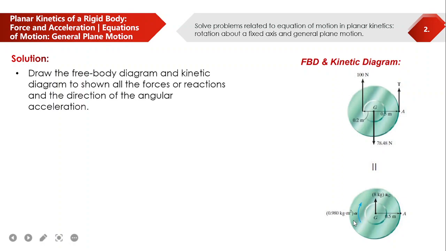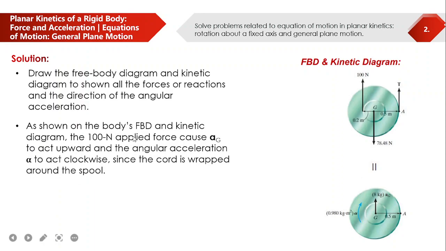And we have here 0.980 kilogram meter squared times alpha, and the distance of point A. We will use the summation of all the moments at point P or point A. This is the kinetic diagram. As shown in the body's FBD and kinetic diagram, the 100 Newton applied force causes A sub G to act upward and the angular acceleration to act clockwise, since the cord is wrapped around the spool.